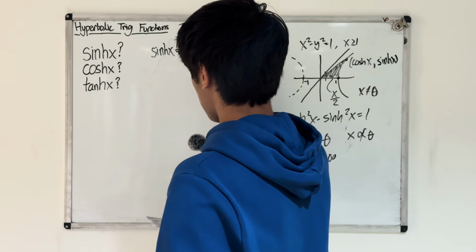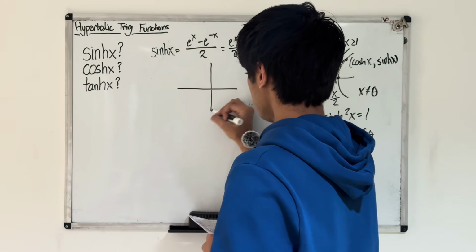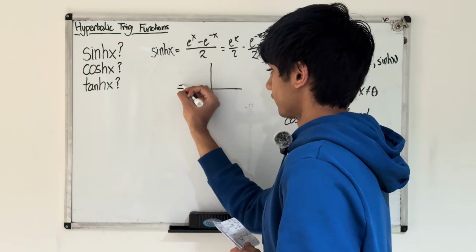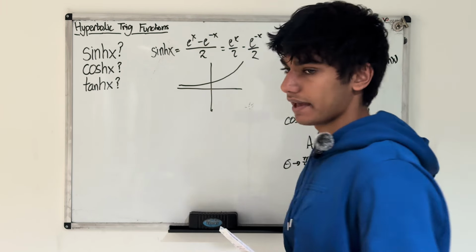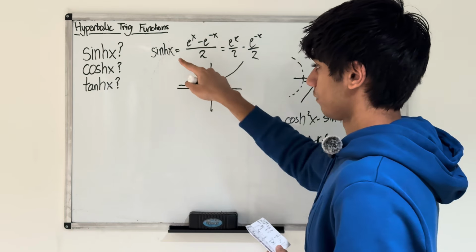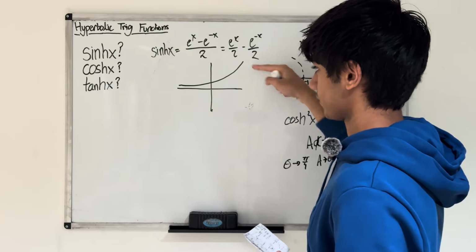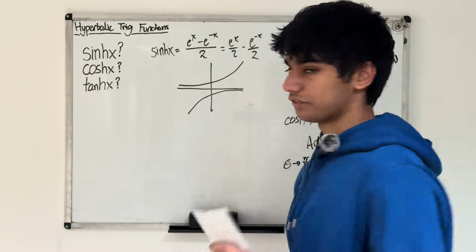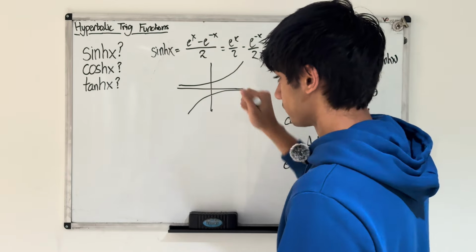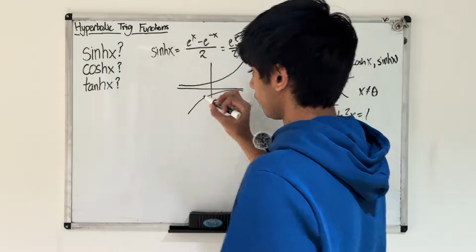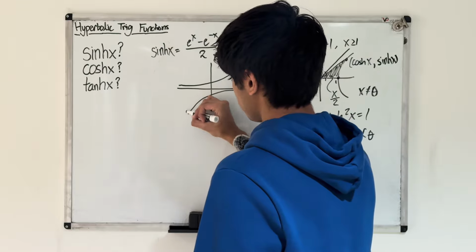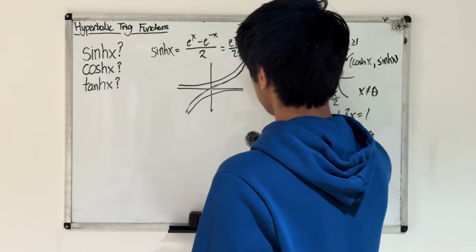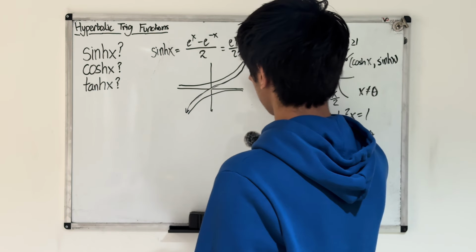Graphically, if you imagine what the graph would look like, we're going to have an e to the x divided by 2 term, so it's going to look something like this. And we're going to have an e to the negative x over 2, which looks like that, flipped over the x-axis because we have a negative sign. If we combine those two, so we add them together, our hyperbolic trig function, sinh of x, is going to look something like this.